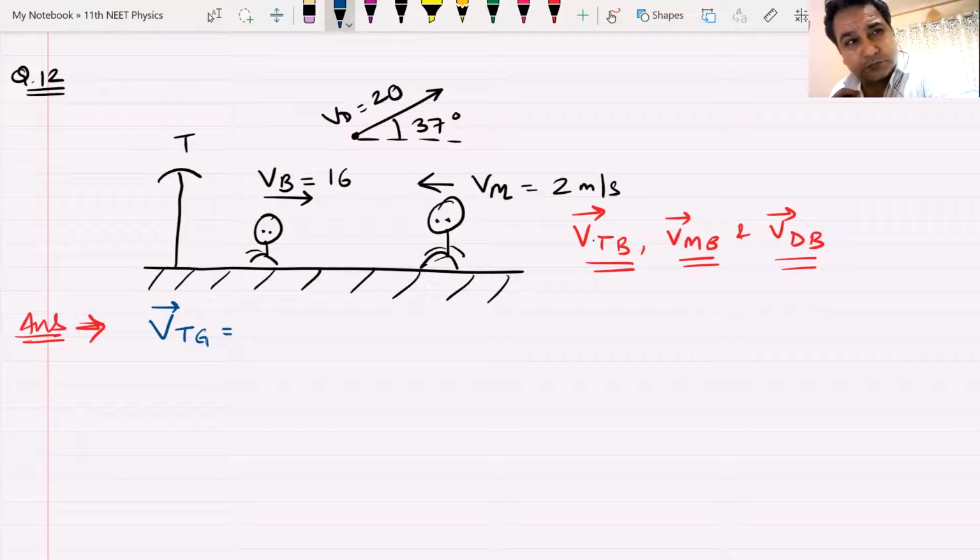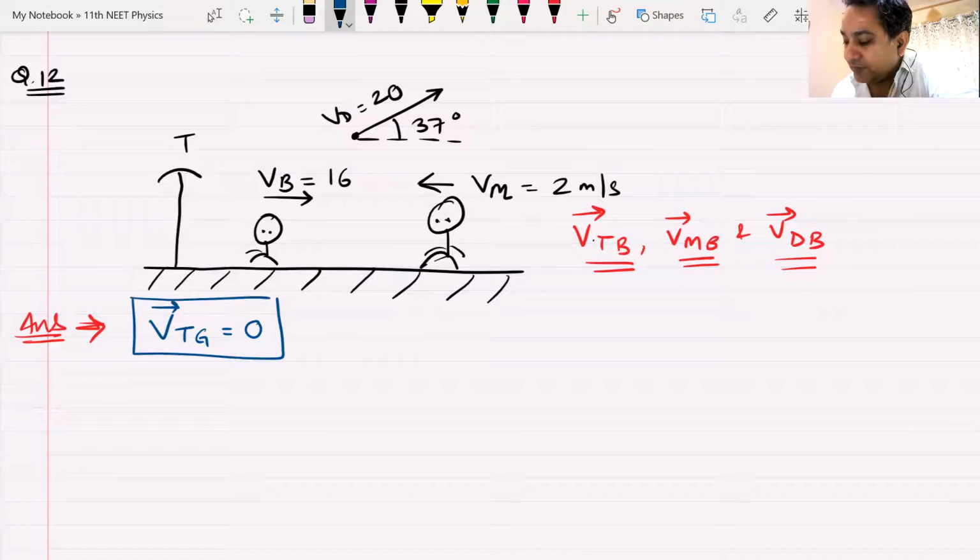Sir, it is 0. Well done. It is 0. Next. It is 0. We all understand this, I guess. Let us go on to the second step. Find the velocity of boy with respect to ground. How much is that, Niharika?